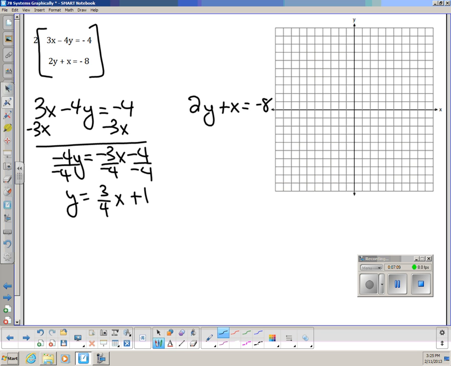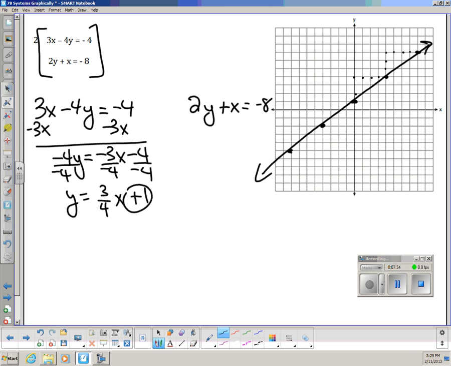And so I can graph this line by starting my y-intercept at 1 and applying the slope. Up 3 to the right 4. Up 3 to the right 4. And if I wanted to go the other direction, I can go down 3 to the left 4. Down 3 to the left 4. And there's my line.